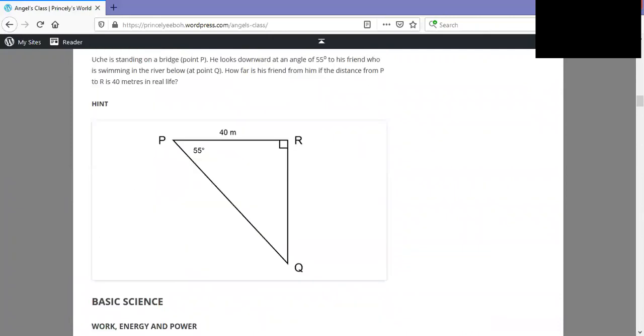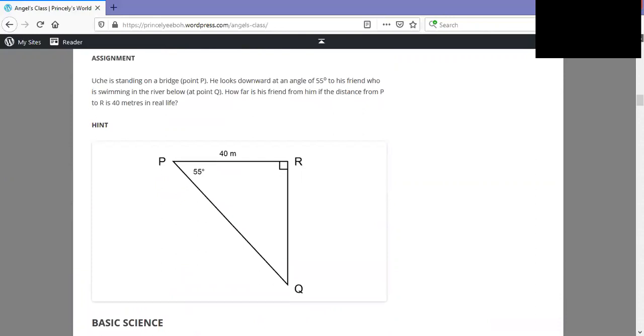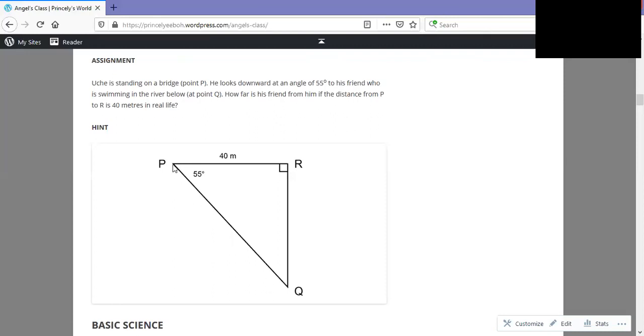The assignment I ask you to do is this. This one is an angle of depression problem. Here's Uche standing on a bridge at point P. He looks downward, as you can see, at an angle of depression of 55 degrees to his friend who is swimming in the river below at point Q. So this is where the friend is.